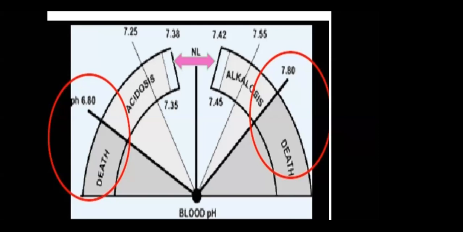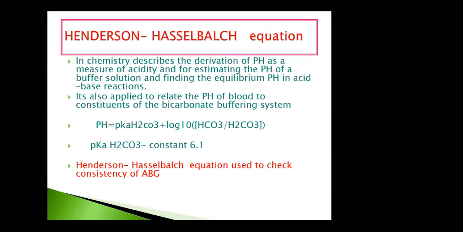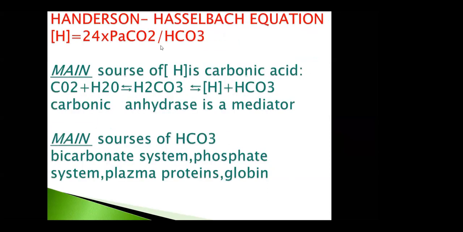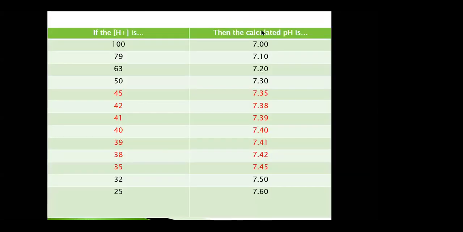One of the important formulas in ABG science is the Henderson-Hasselbalch equation, which is simplified from the one utilized in biochemical laboratories. At the top of this slide, you can see the equation showing the relation between hydrogen ion, PaCO2, and bicarbonate. This table represents the relation between the concentration of hydrogen ion in blood and blood pH. More hydrogen ions lead to a more acidotic state, and fewer hydrogen ions lead to an alkalotic state.